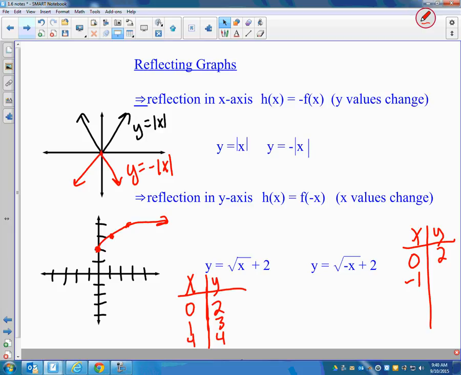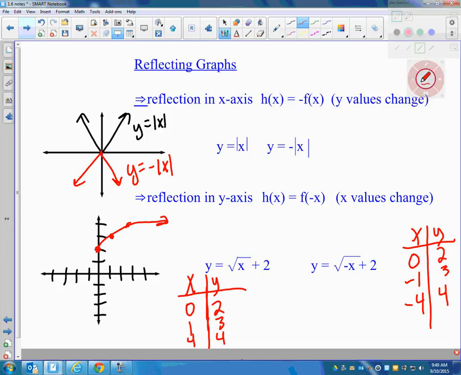But you still get the same numbers over here now, right? So if you change your X values, if I plug in negative 4, I still get positive 4. So it just flips over. Let me change colors here. So I'm just going to go like this. It's the same graph, it just flips over. That's why if you know the transformations, if you know what's happening, then you don't have to pick the points every time. Okay?